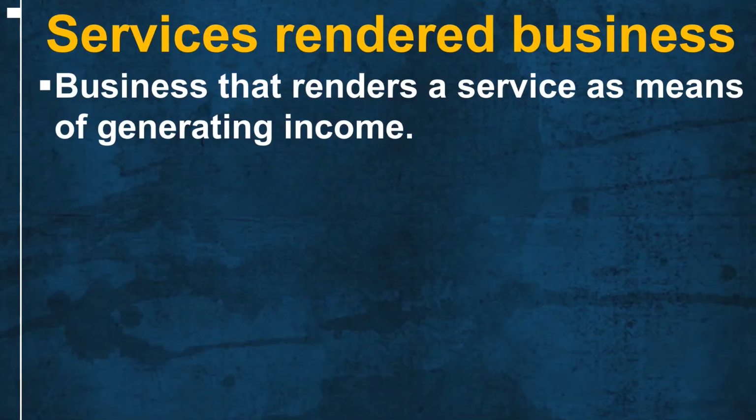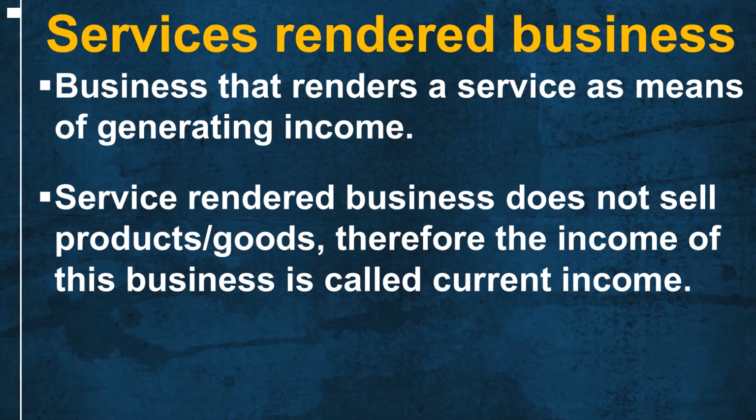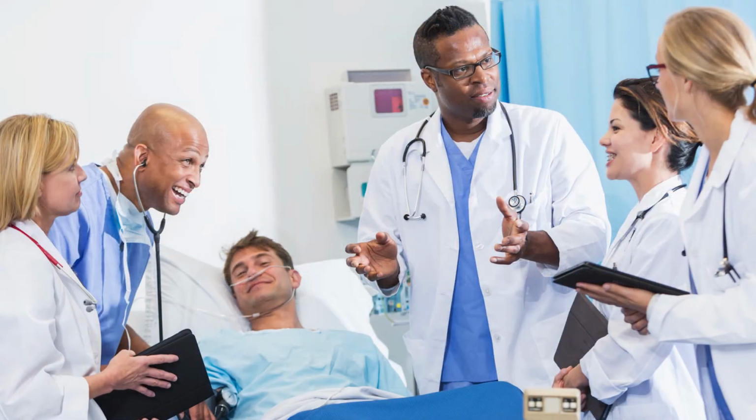While a service rendered business, these are businesses that render a service as a means of generating income. Service rendered business does not sell products or goods. Therefore, the income of this business is called current income. The examples for service rendered businesses are taxi businesses, a doctor, or a hair salon.